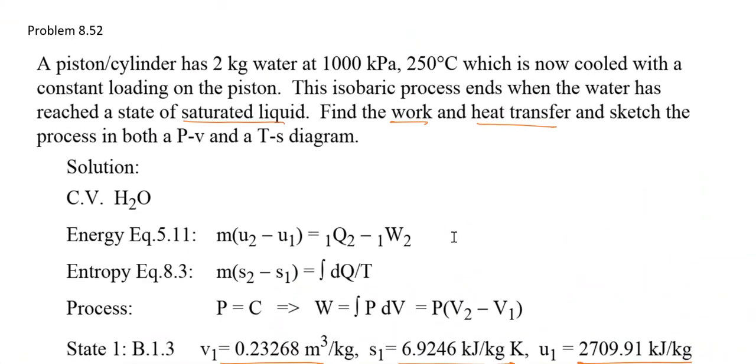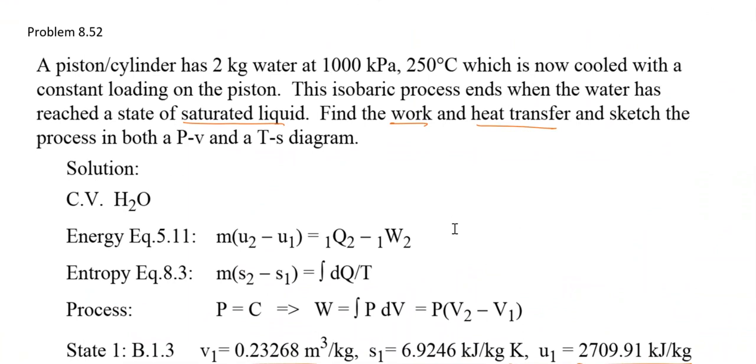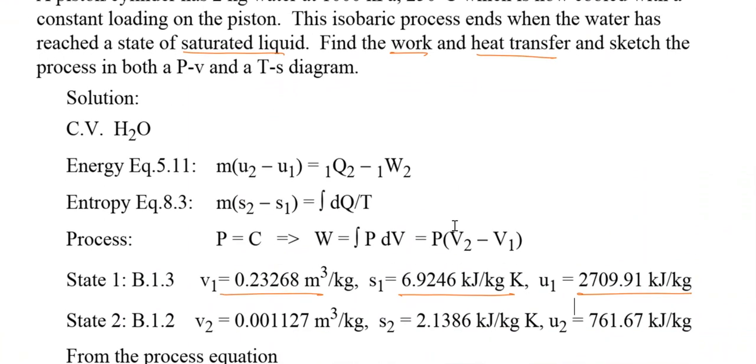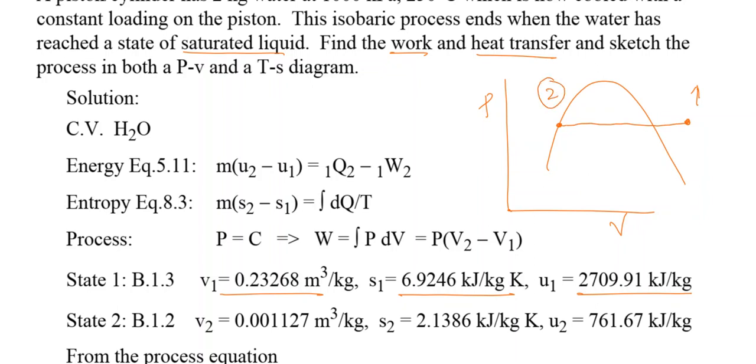So coming back, now it is cooled with a constant loading on a piston. So the process would be isobaric, and then the water should reach the saturated line. If I'm drawing on a PV diagram, condition one is superheated. So at state 1, I have got 1 megapascal but superheated. Then it will follow a constant pressure line, cooled down to the saturated liquid line. So my state 2 is at the saturated liquid line.